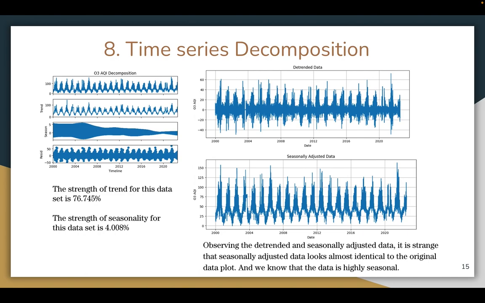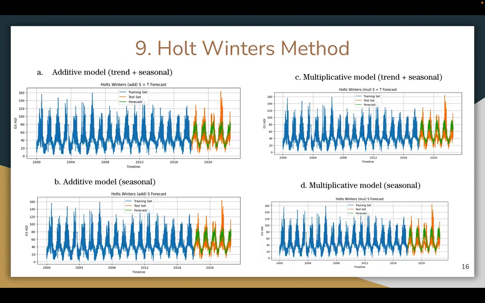Now let's see our time series decomposition plot. From that, I can say that the strength of trend for this data is 76.74, and the strength of the seasonality is 4.8. On the right, there are the detrended data and the seasonally adjusted data plots, from which I can say that the seasonally adjusted data looks almost identical to the original plot that we have used, and the data is highly seasonal. Now let's talk about the Holt-Winters method, and here are 4 different methods.